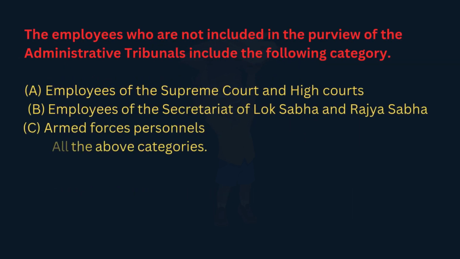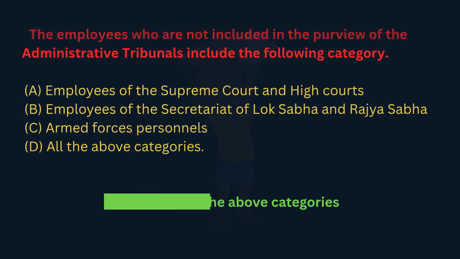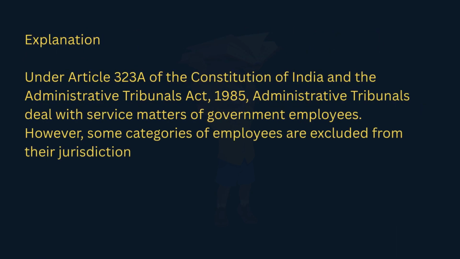The employees who are not included in the purview of the administrative tribunals include the following category. A. Employees of the Supreme Court and High Courts. B. Employees of the Secretariat of Lok Sabha and Rajya Sabha. C. Armed Forces personnel. D. All the above categories. And the answer is option D, all the above categories. Explanation. Under Article 323A of the Constitution of India and the Administrative Tribunals Act, 1985, administrative tribunals deal with service matters of government employees. However, some categories of employees are excluded from their jurisdiction.